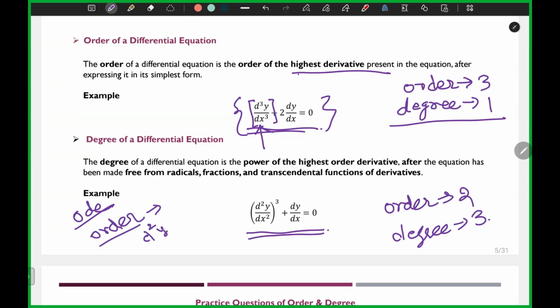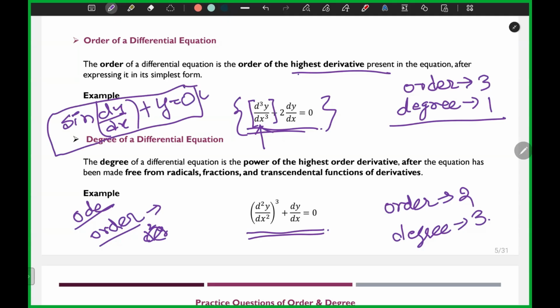Like here, for example, you can take sin(dy/dx) + y = 0, right? So here order is defined. No, because it should be a polynomial in the function, I think. Here order is fixed, no? Like dy/dx is the order. Here's the problem.